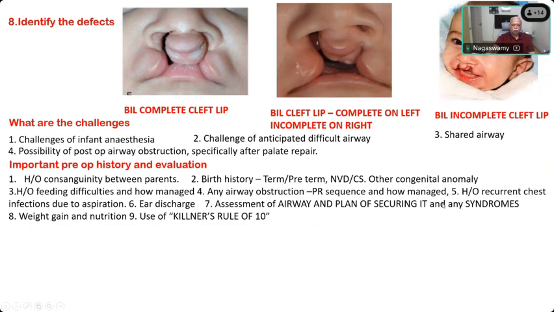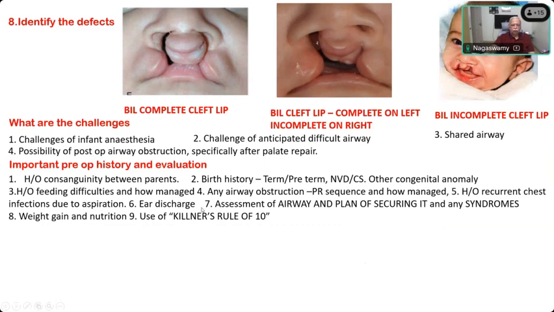And any syndromes it is associated with. What are the syndromes where you can have a cleft lip or palate defect? One is Pierre Robin syndrome. Any other syndrome you know of? Treacher-Collins syndrome, Goldenhar syndrome. Apert syndrome also, yes, you can have cleft palate, but not cleft lip commonly. And how is the weight gain and nutrition?